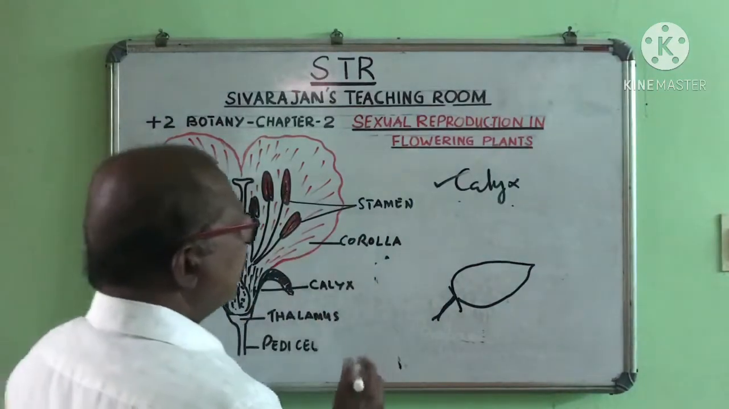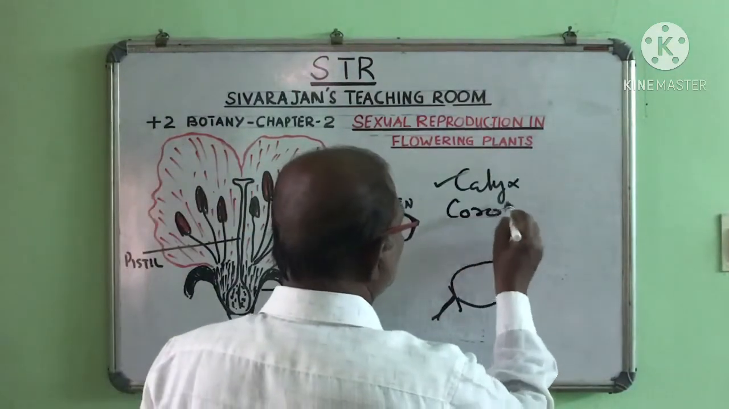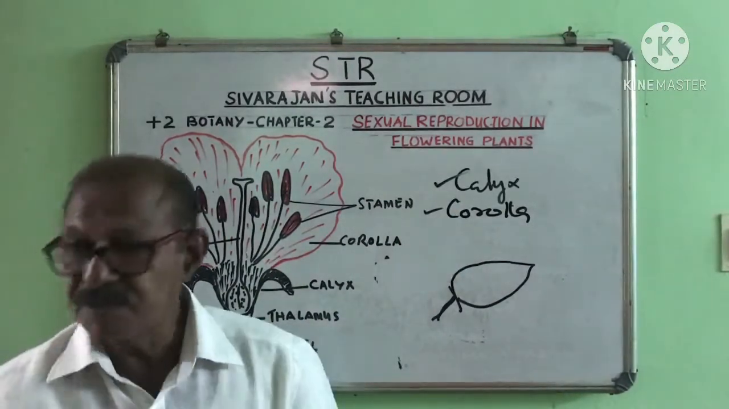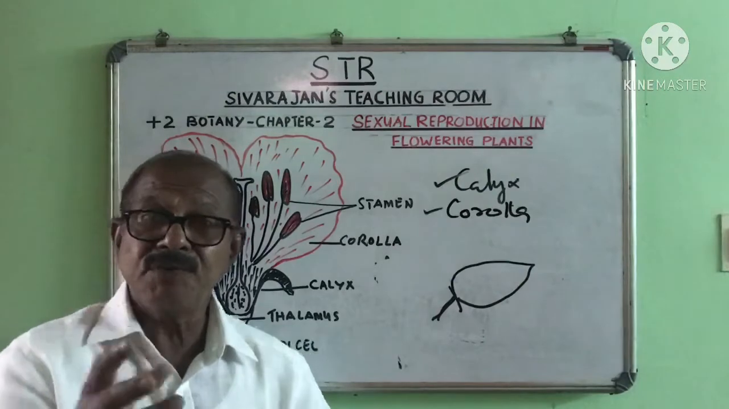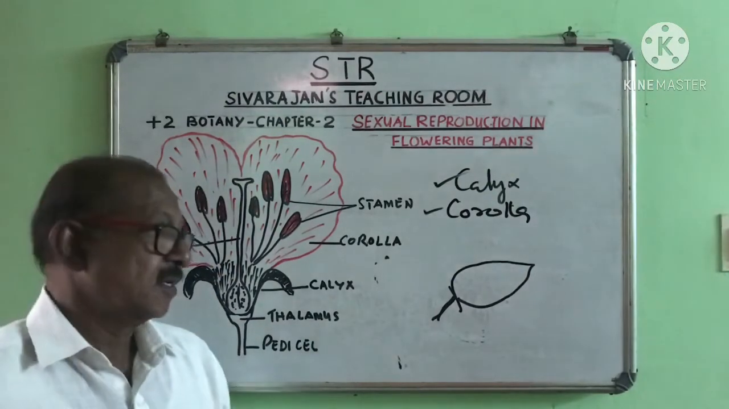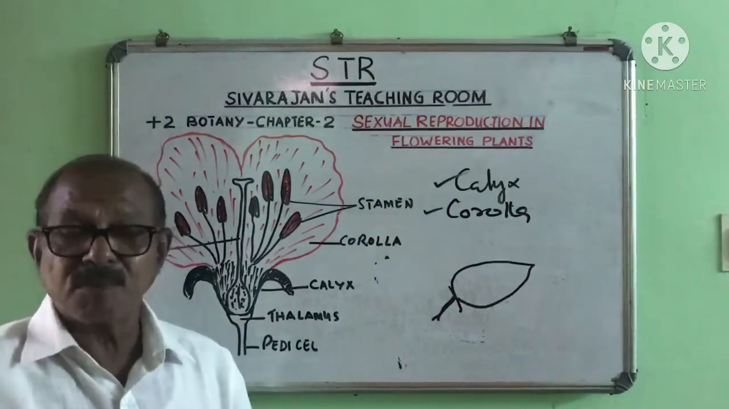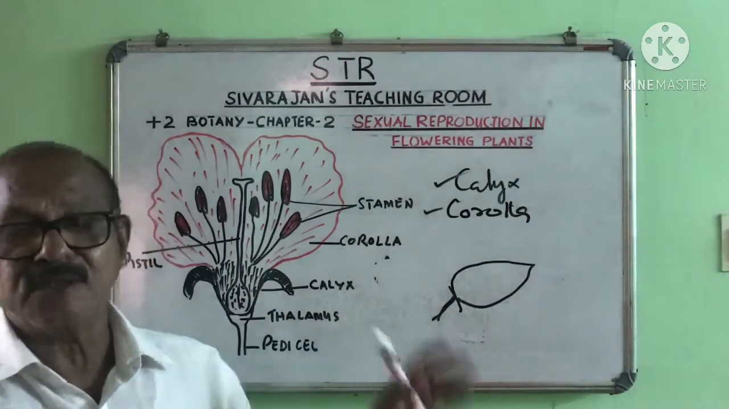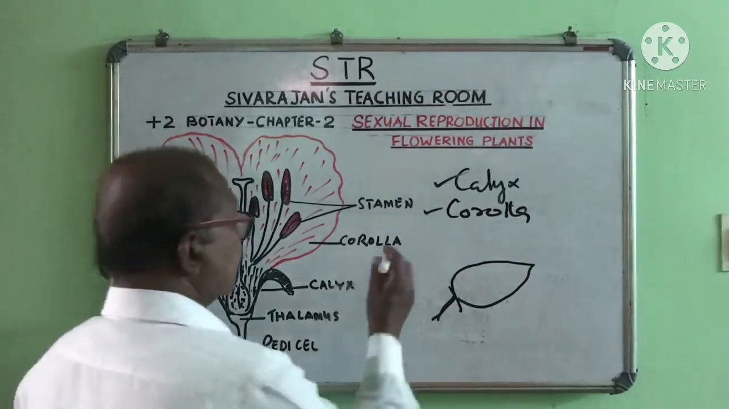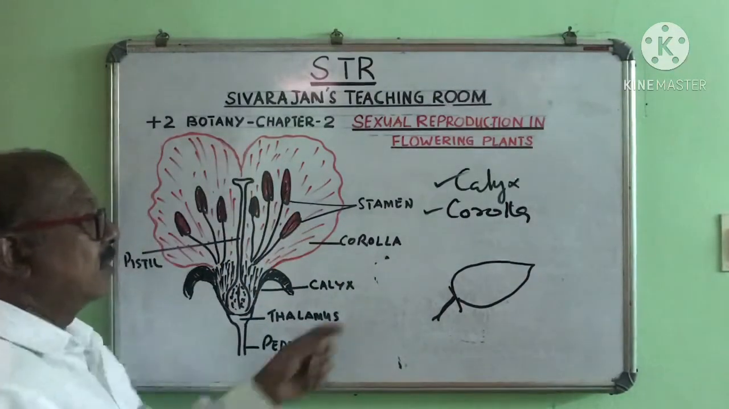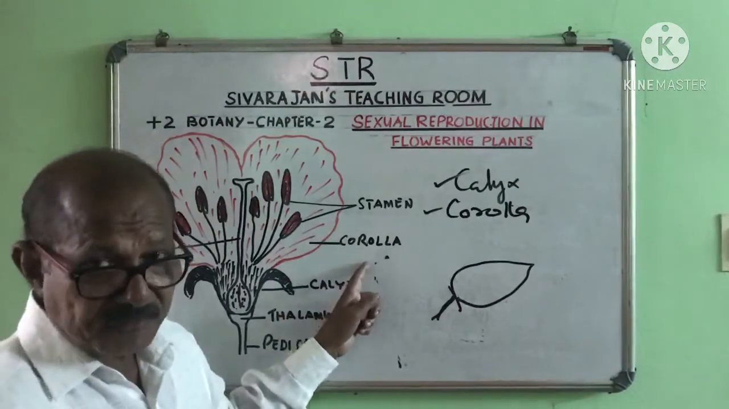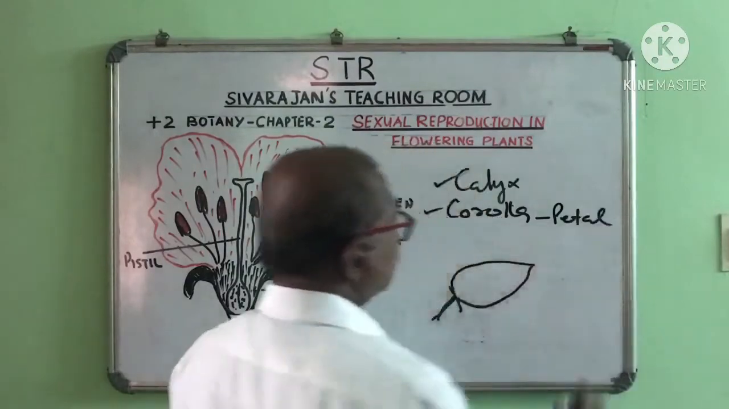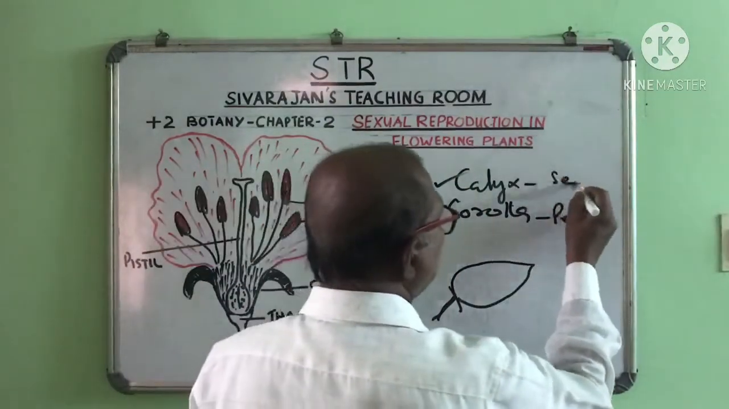And second is the corolla. The corolla is very soft, very beautifully or very attractively colored. Sometimes it may have fragrance or pleasant smell. Sometimes it may have nectar or honey also. And this is the second part. The unit of the corolla is called a petal. And the unit of the calyx is called a sepal.